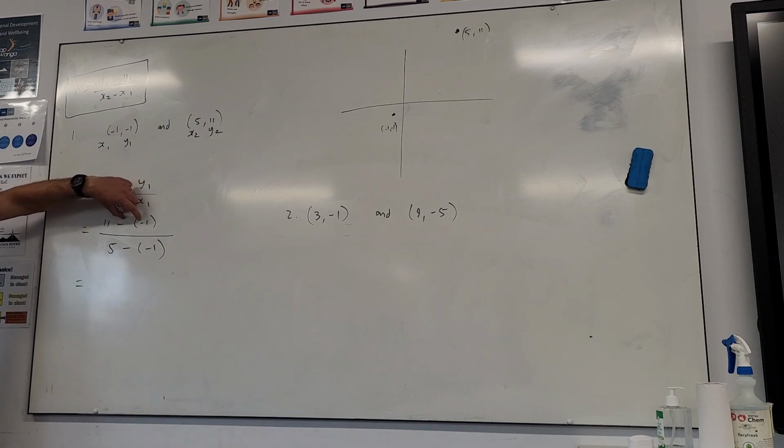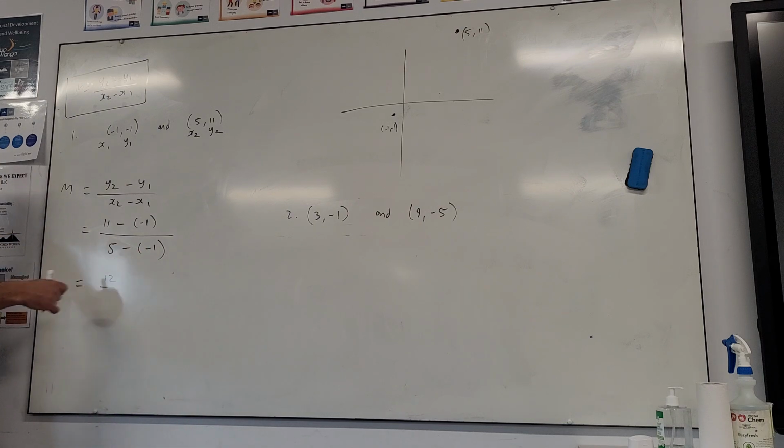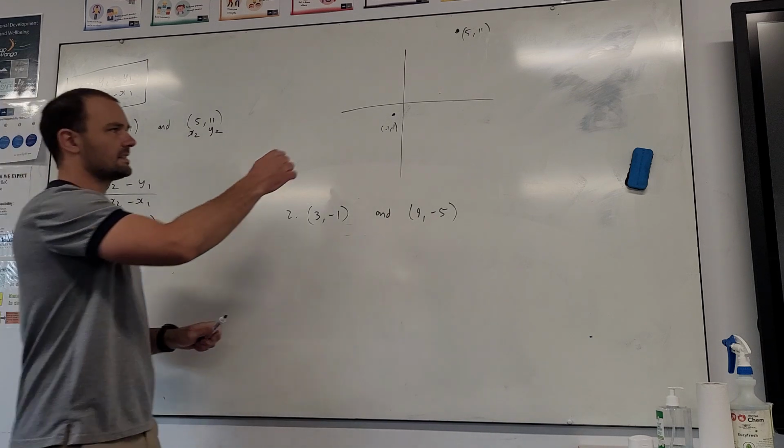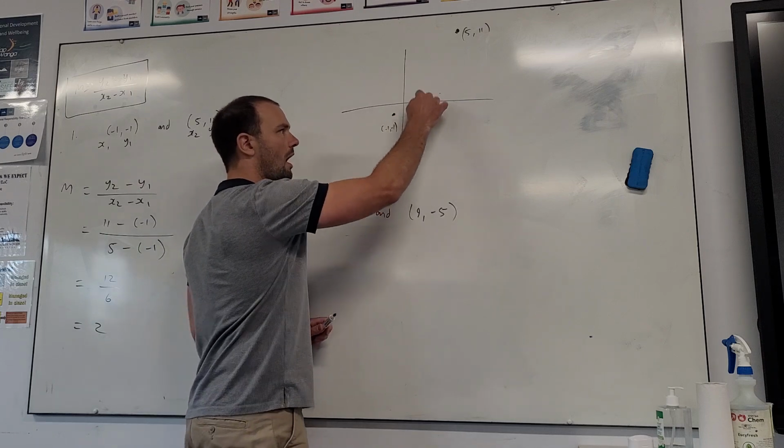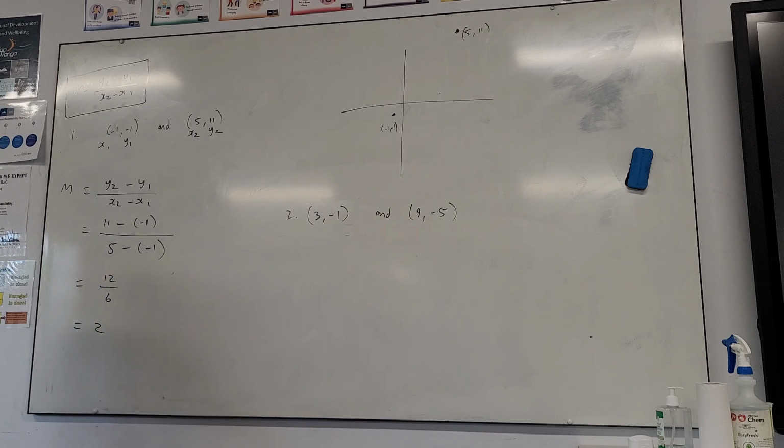11 take minus 1 is 11 plus 1. We have 12 at the top. 5 take away minus 1 is 5 plus 1. 6 at the bottom. 12 on 6. We simplify that further. 2. 12 divided by 6 is 2. What that means is as x goes across 1, y goes up 2. X goes across 1, y goes up 2, until you arrive at the second coordinate we were given.